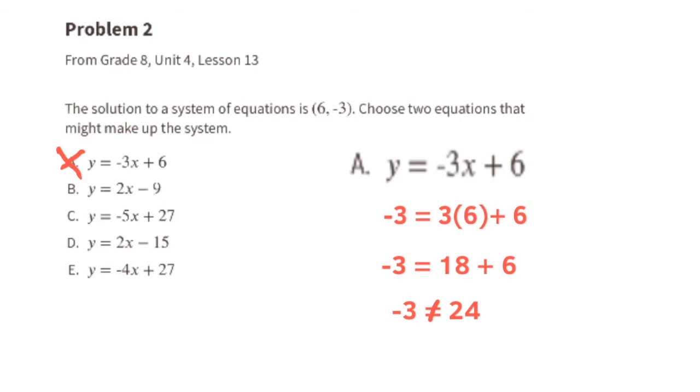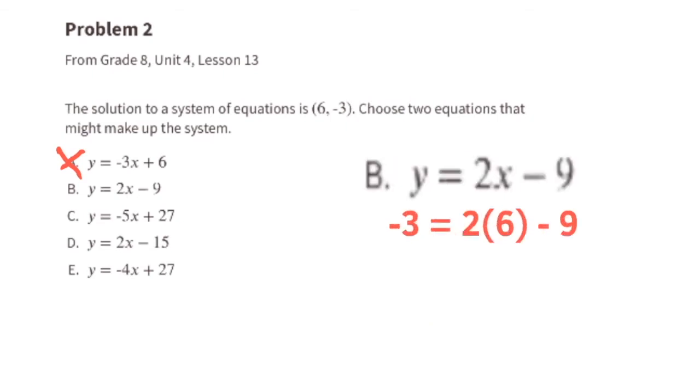Let's try equation B. Let's substitute the x with a 6 and substitute the y with a -3. Now the equation reads -3 equals 12 minus 9. 12 minus 9 equals 3, and -3 does not equal 3, so equation B could not make up the system.